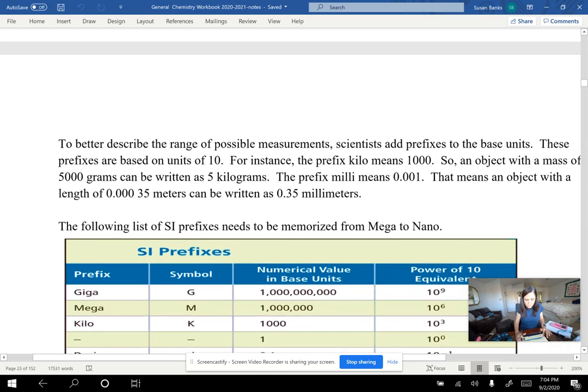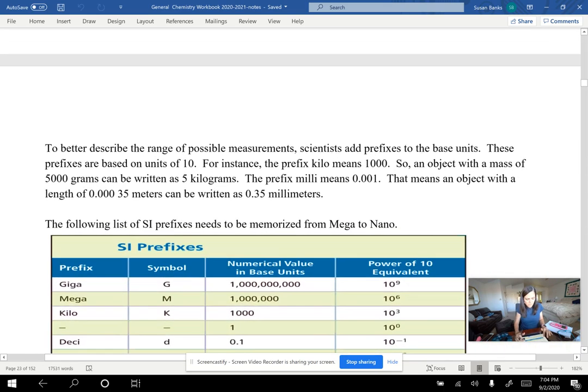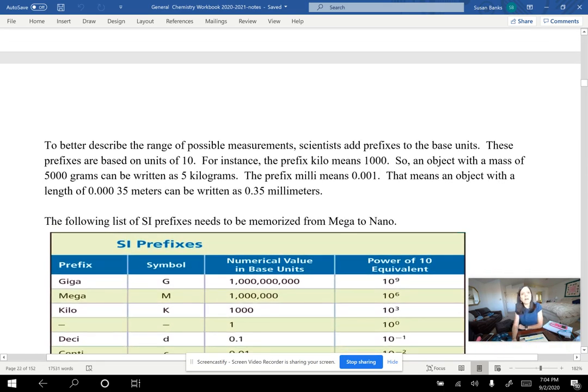So to better describe the range of possible measurements, scientists have added prefixes to these base units that we just talked about. These prefixes are based on units of 10. So for instance, I could go from a gram, and 10 times a gram would be a decagram. So I'm always jumping up by 10. And then 10 decagrams would be a hectogram. Okay?